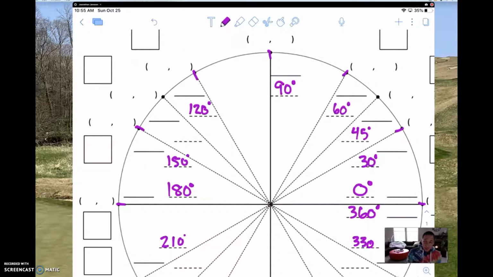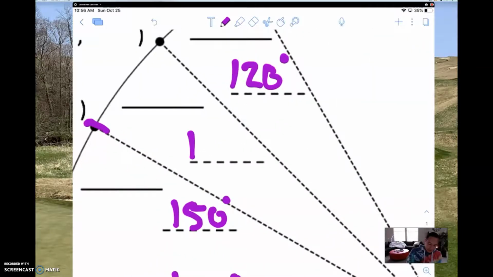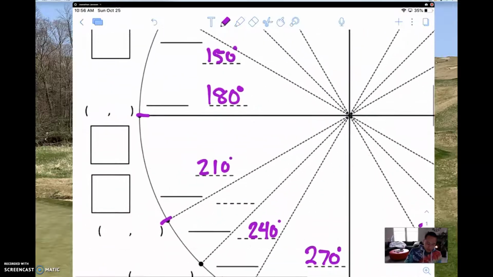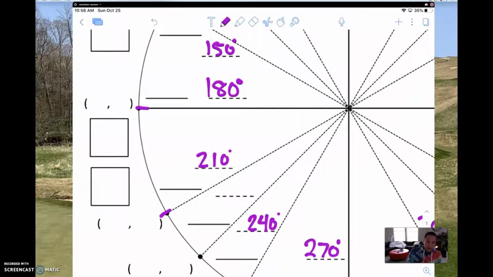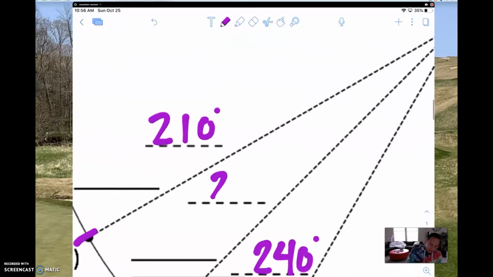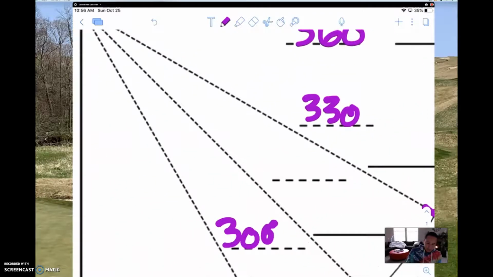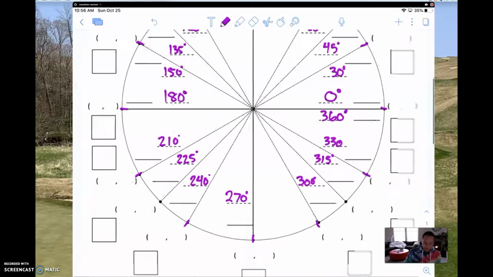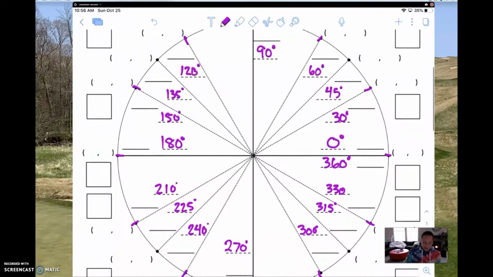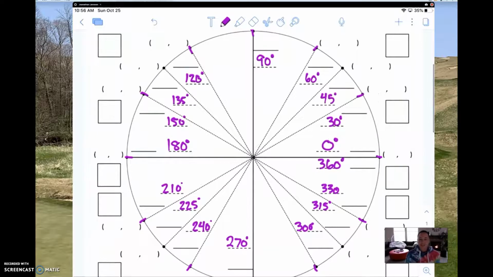So we can now take 90 and add 45 degrees, which gives us 135. We can take 180 degrees and add 45 degrees here. That gives us 225. And lastly, we can go over here. 300 and 330, right in between those is 315 degrees. So this is how you fill out the degrees in the unit circle.